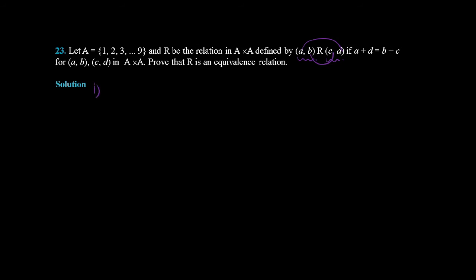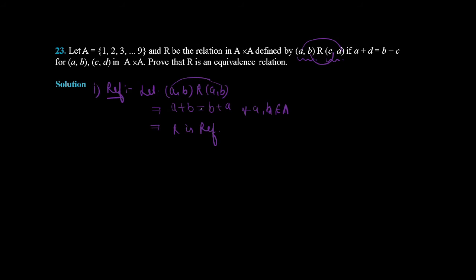So first I will check for reflexive. Okay, so we have taken an ordered pair (a, b) which is related to (a, b). So if (a, b) is related to (a, b), that means the sum a plus b should be equal to b plus a, and we know that addition of numbers is commutative for all a, b belonging to A. So a plus b is equal to b plus a. So I can say that R is my reflexive relation because this is always true.